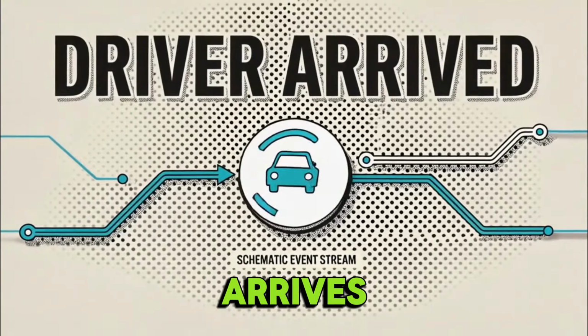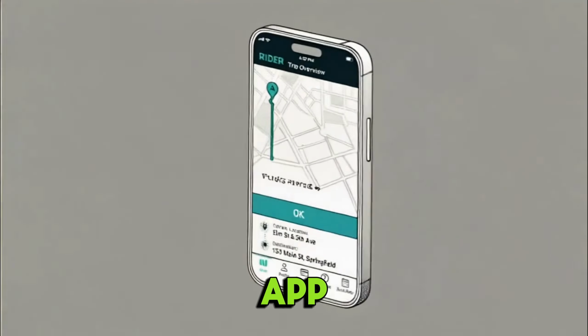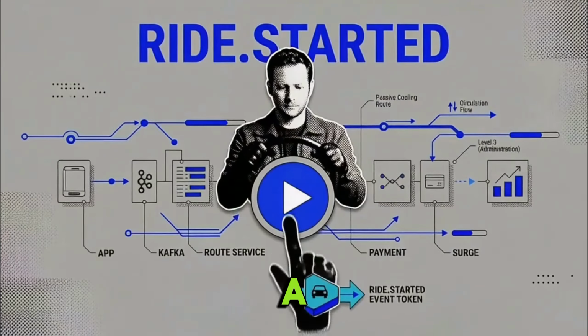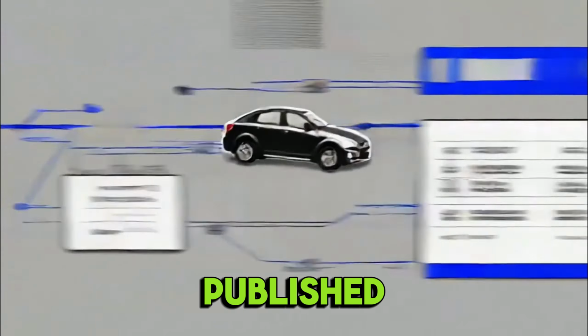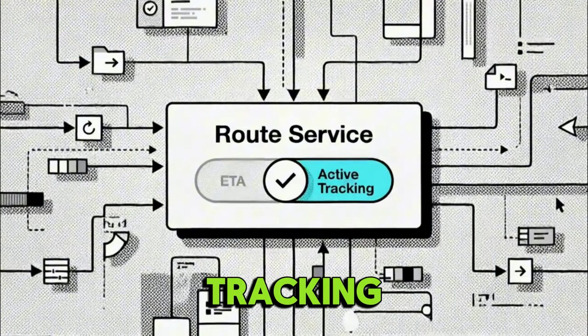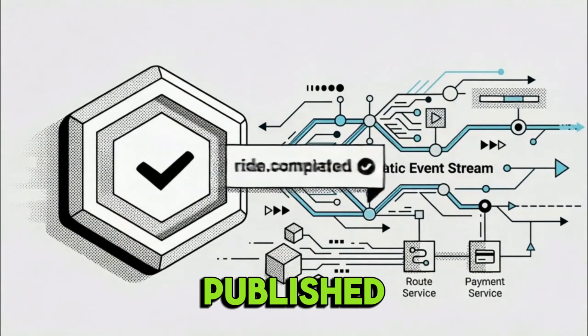The driver arrives. A ride.driver.arrived event is published. The rider's app displays the arrival notification. The driver taps to start the trip. A ride.started event is published. The root service switches from ETA mode to active trip tracking mode. The ride completes. One ride.completed event is published to Kafka.